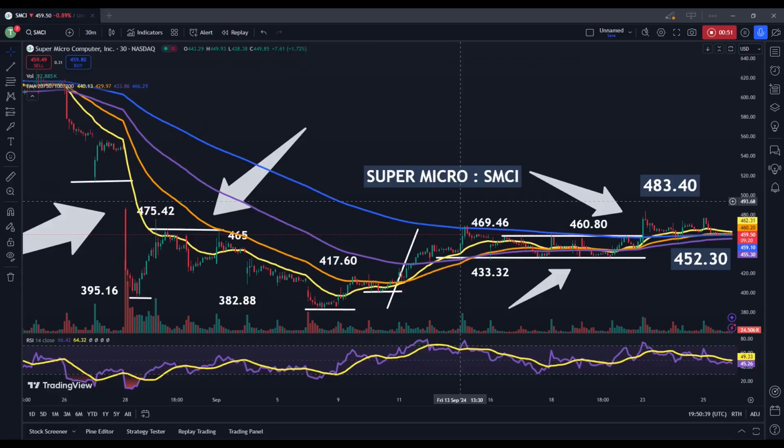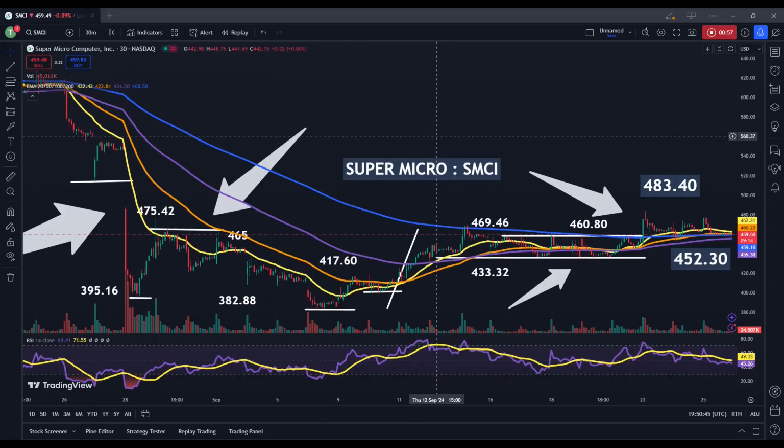There are a couple of arguments that can be made in both directions. And in this video, we're going to be looking at some specific price zones to hopefully identify some profitable trading strategies for this stock going forward.